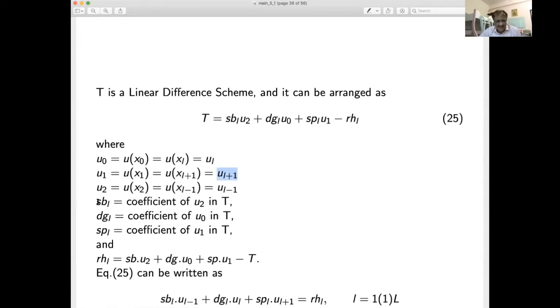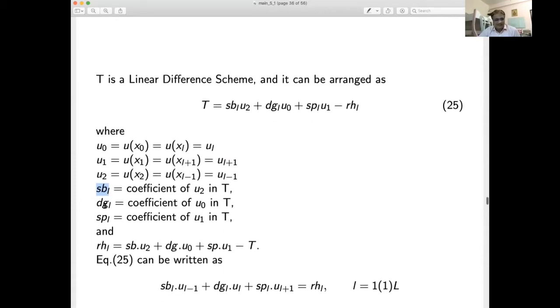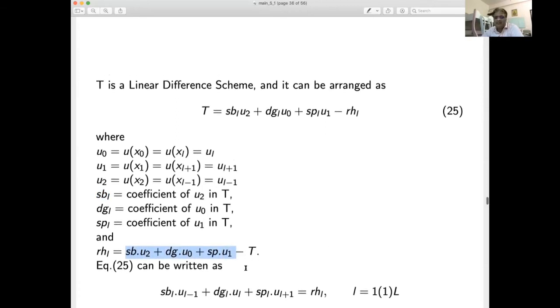And what is this sub L? Sub L is nothing but the coefficient of U2 in T. If you use some computer algebra, then it can be directly calculated. The coefficient of U2 in T can be directly calculated. Similarly, DG stands for the coefficient of U0 in T, and sup stands for the coefficient of U1 in T. So you have calculated these three quantities. Now, whatever is left, you put in RH. So RH, I have calculated these three things, and minus T side.